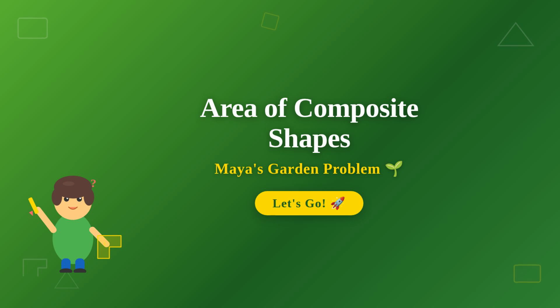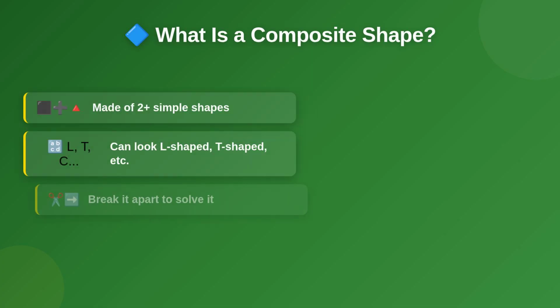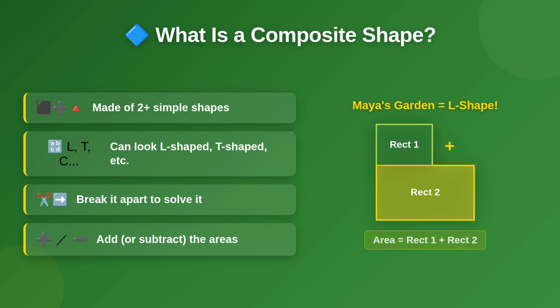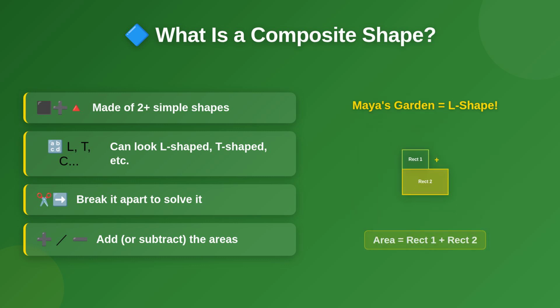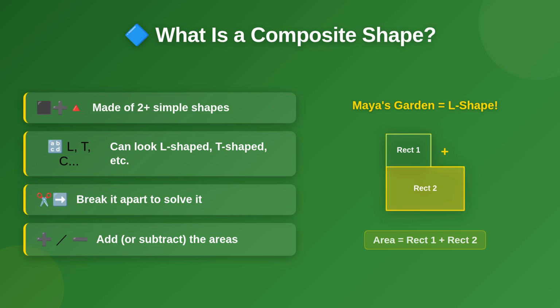Let's go. So, what exactly is a composite shape? It's any shape made by combining two or more simple shapes, like rectangles, triangles, or semicircles. They can look like letters, L shapes, T shapes, even C shapes. The secret strategy? Break the big shape into smaller pieces you already know how to handle. Find each piece's area, then add them together. That's literally the whole trick. Maya's garden? It's an L shape, just two rectangles hiding inside one funky outline.